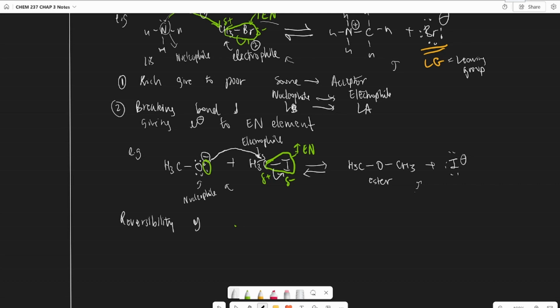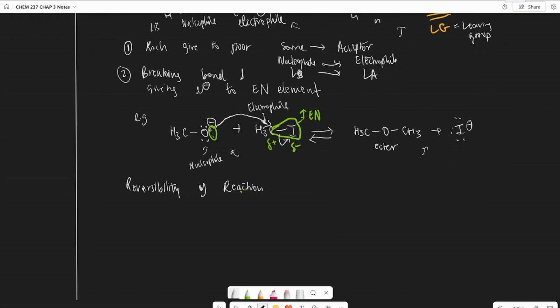Reversibility of reactions switches their names back and forth, right? So if we take the same reaction again, CH3O minus plus CH3I, going this way, going back, CH3O, CH3 plus I minus. All right, I'm gonna do these in two different colors.